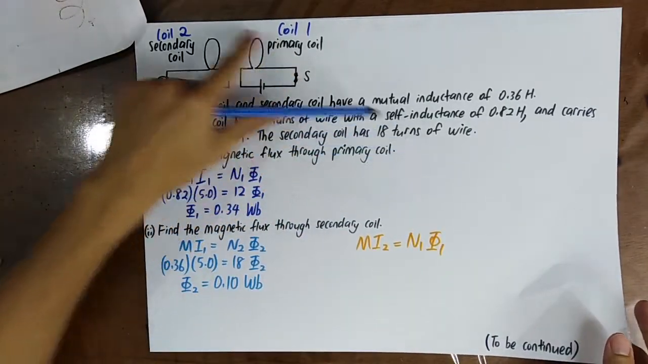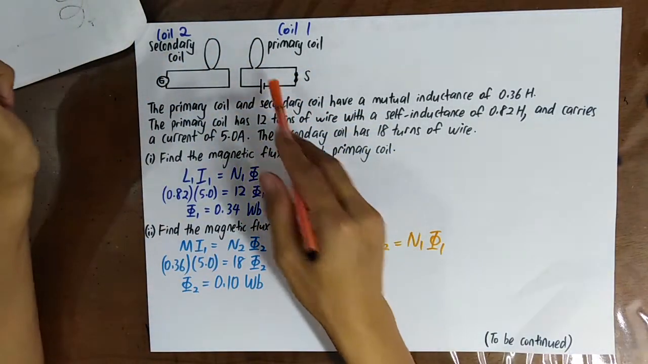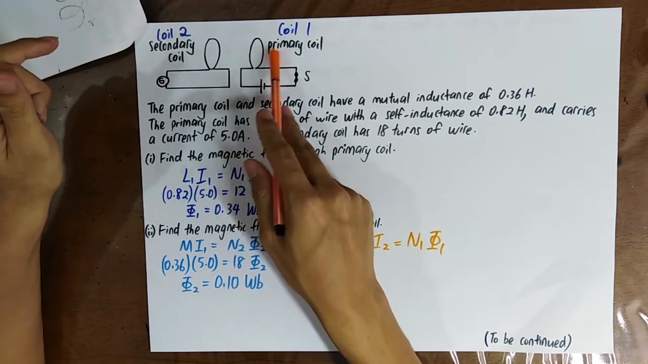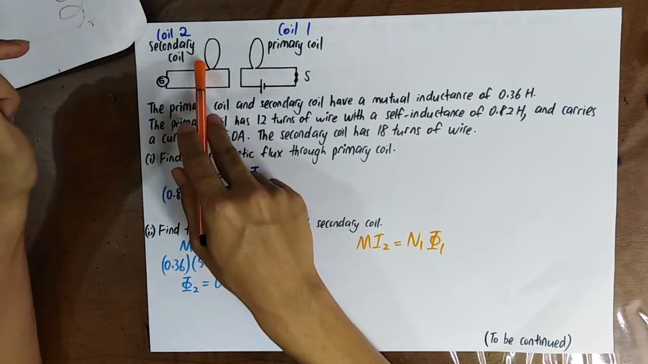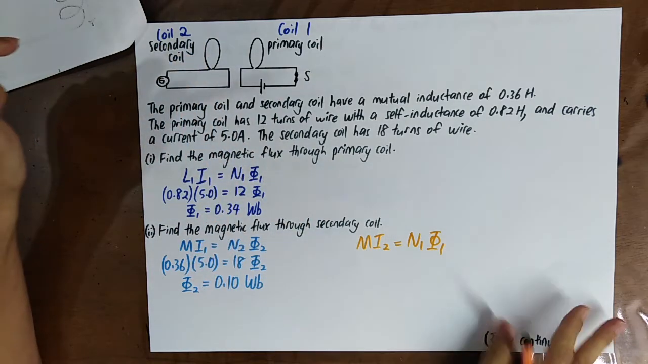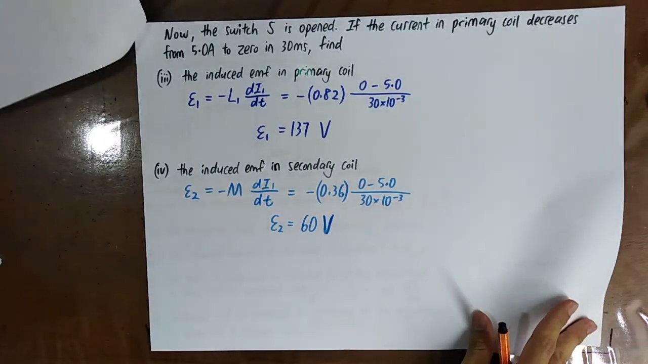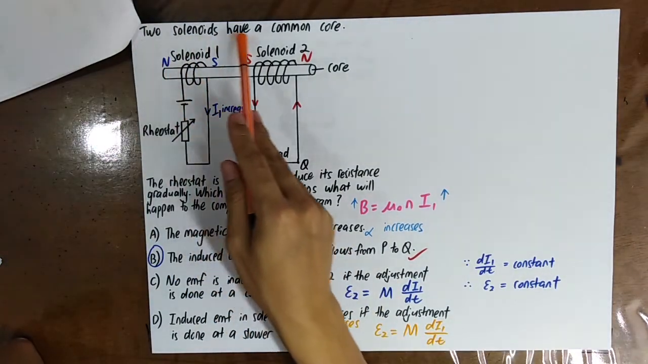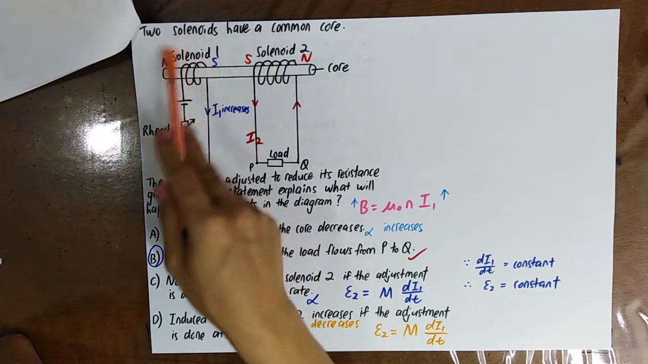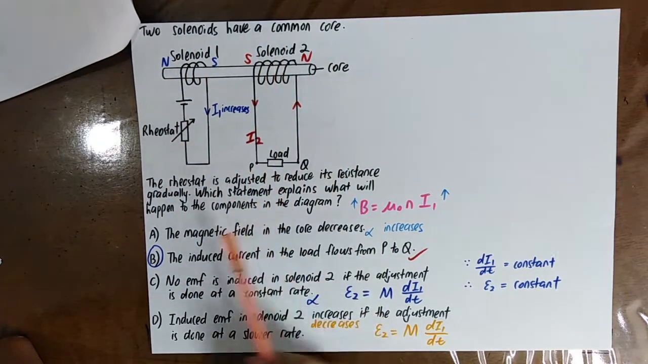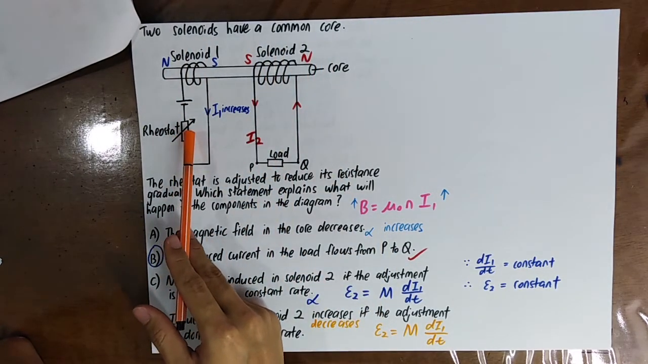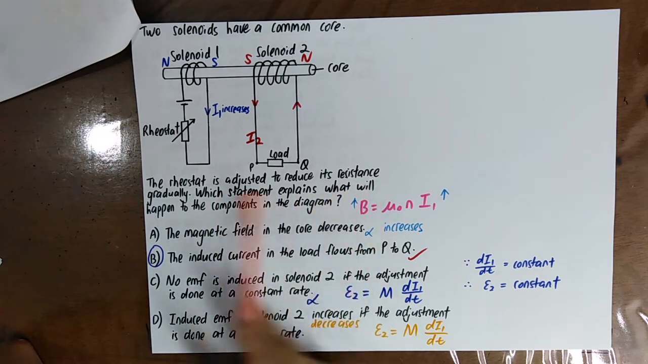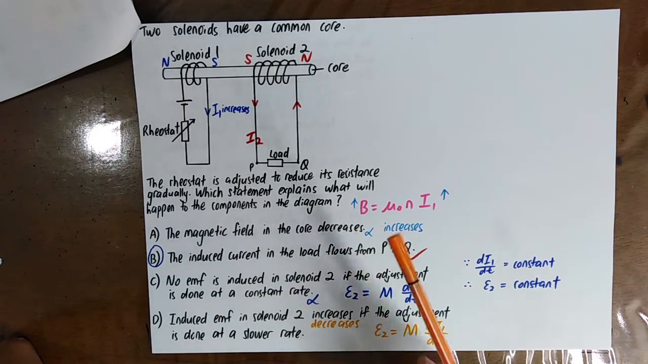So in this question, remember that whichever coil is connected to a battery is called the primary coil, and the other coil is called the secondary coil. Two solenoids have a common core. This is solenoid 1 and this is solenoid 2. The rheostat is adjusted to reduce the resistance gradually. Which statement explains what will happen to the components in the diagram?